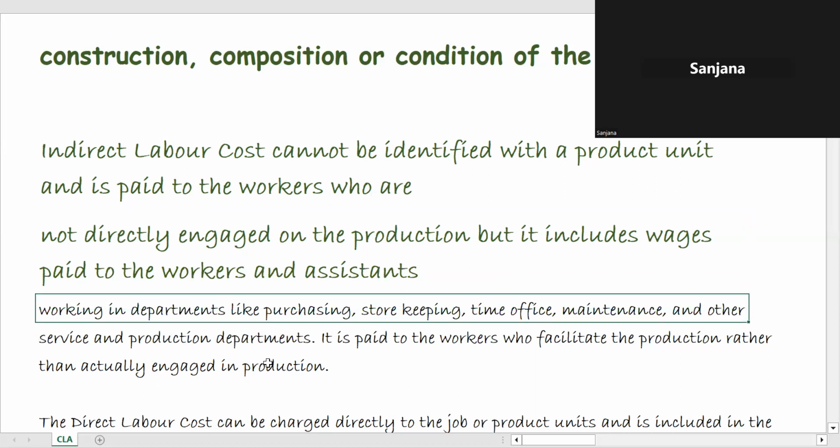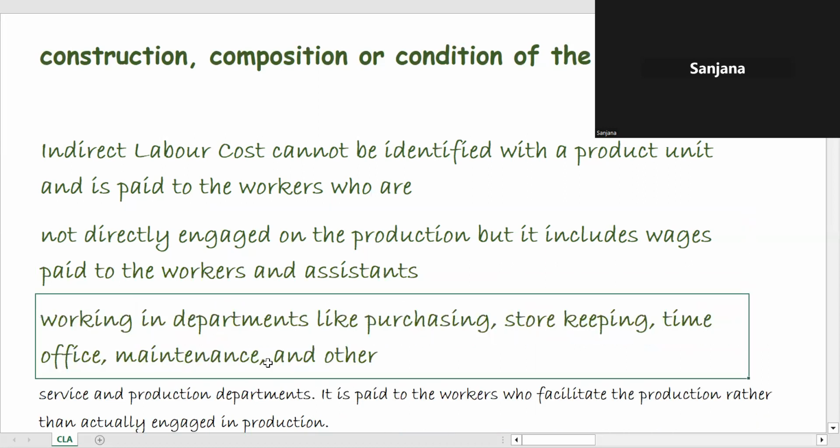चलिए. ओके, and all these assistants working in departments like purchasing, store keeping, time office. ठीक है, ये सारी चीजें जो भी ऑफिस वर्क जहां भी आ जाता है. ओके, wherever office work comes, now office people have no direct relation to manufacture or sales of one unit, correct?